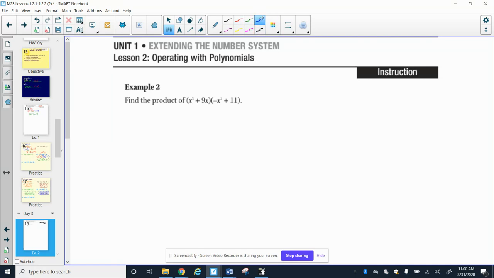So we are double distributing here again. Okay, we have two binomials. So we're going to multiply the x to the third through. So x to the third times negative x squared, that'd be negative x to the fifth. Then x to the third times 11, that'd be plus 11x to the third.